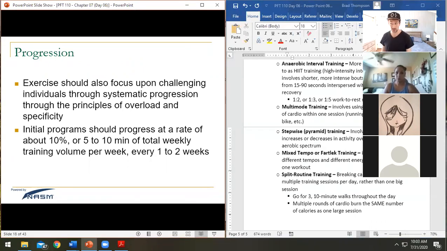Now, are you building your endurance? Of course not, right? Those are different things. They're different concepts. So I'm not saying they're the same. I'm saying calorically they burn the same, right? Don't misinterpret.